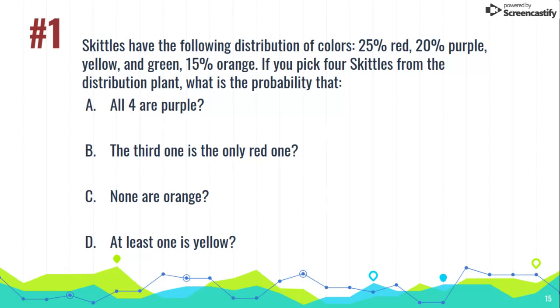For problem 1, Skittles have the following distribution of colors: 25% red, 20% purple, yellow, and green, 15% orange. If you pick 4 Skittles from the distribution, what is the probability that A, all 4 are purple, B, the third one is the only red one, C, none are orange, and D, at least one is yellow? Here is where you may want to pause the video.